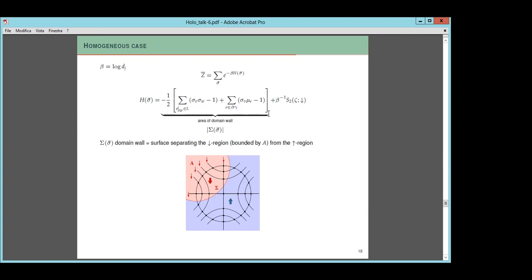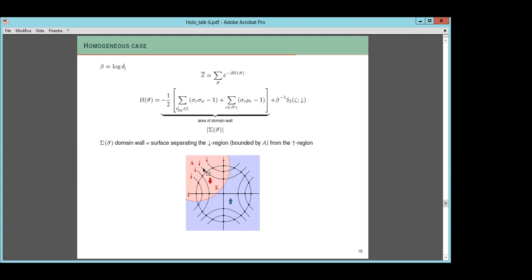Now, we can easily see that the Ising part is nothing else than the area of the domain wall separating the spin down and the spin up regions. Why? Because the boundary pinning fields, which are depicted in red in the figure, point down. This means that the Ising spins tend to get aligned with them to minimize the energy, because this term is equal to 0 when we have alignment.